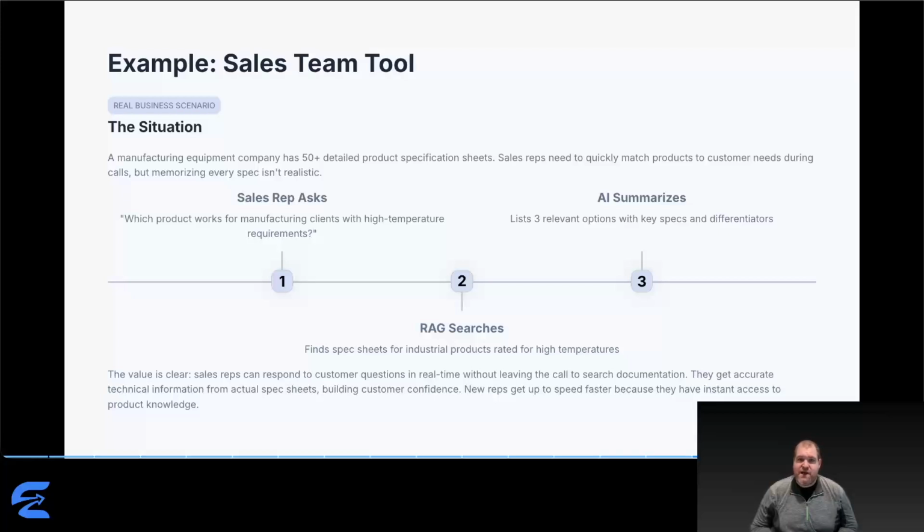Sales reps can respond to customer questions in real time without putting the call on hold to search documentation. They get accurate technical information from actual spec sheets, which builds customer confidence. New reps get up to speed faster because they have instant access to product knowledge that took senior reps years to accumulate. This isn't about replacing sales expertise, it's about augmenting it with instant access to technical details that nobody can reasonably memorize.